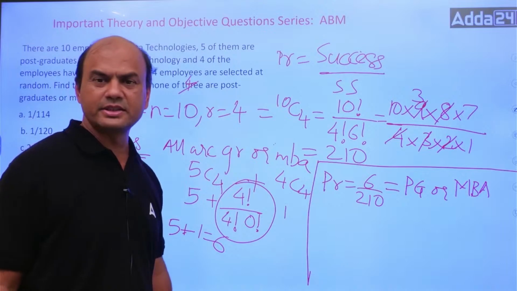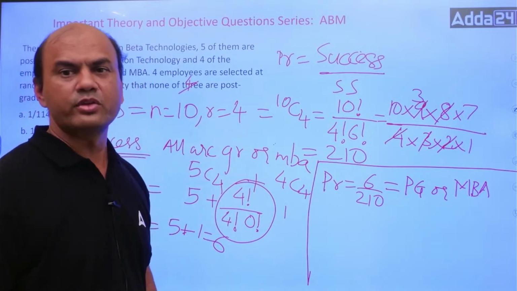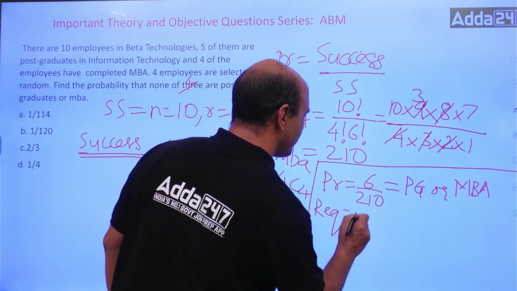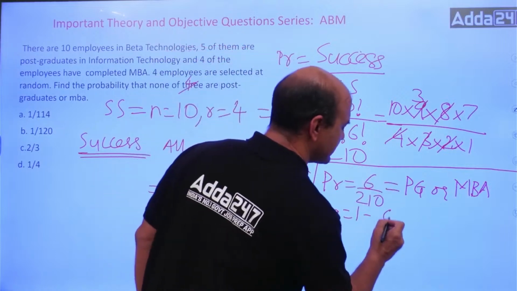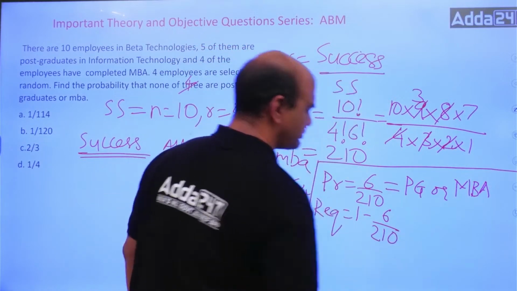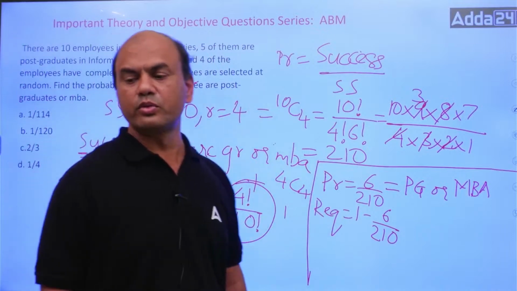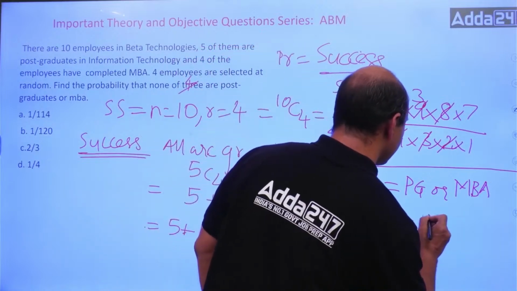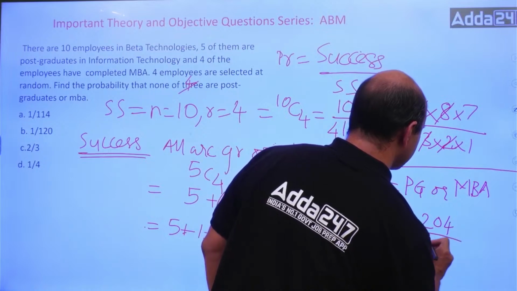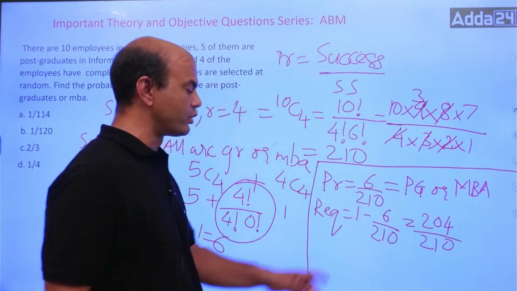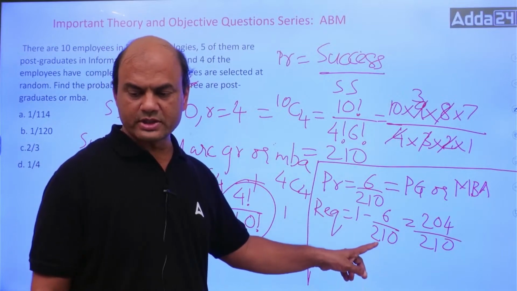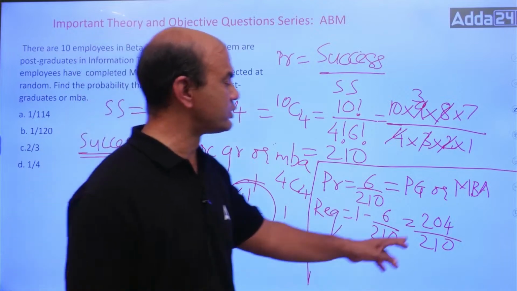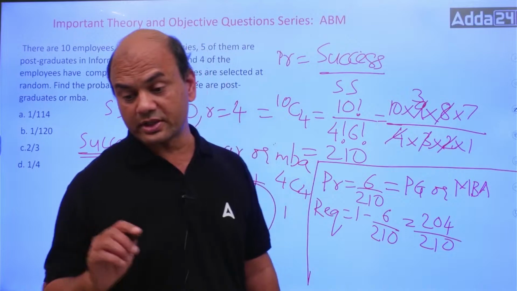So what will you do in this case? This is a complementary event. In a complementary event, what do we do? So the required probability equals 1 minus 6 upon 210. So 210 minus 6, 204, divided by 210. How is this 204? 210 into 1 minus 6 upon 210. So you get 204 upon 210. So this is your answer.